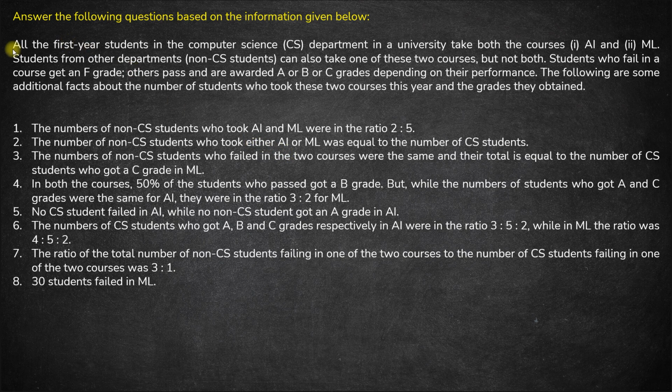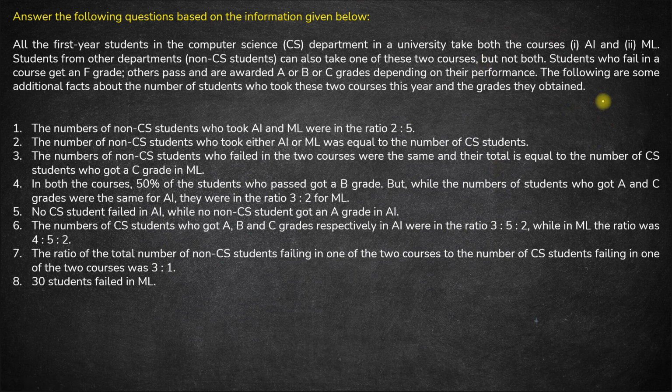Hi, in this set we are given all the first year students in the computer science department in a university take both these courses, AI and ML, and students from other departments, which are collectively called non-CS students, can also take one of these two courses but not both. So CS students have to take both these courses, but non-CS students can take exactly one of these two courses. They cannot take both these courses.